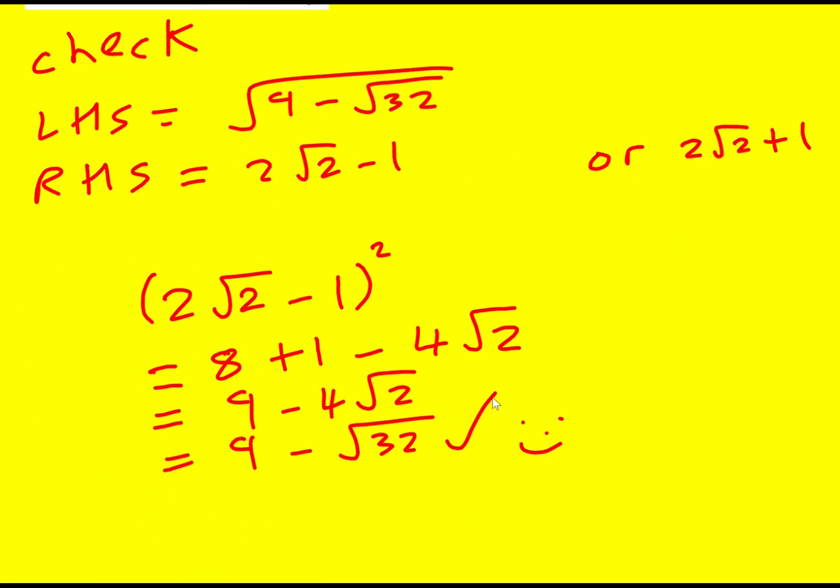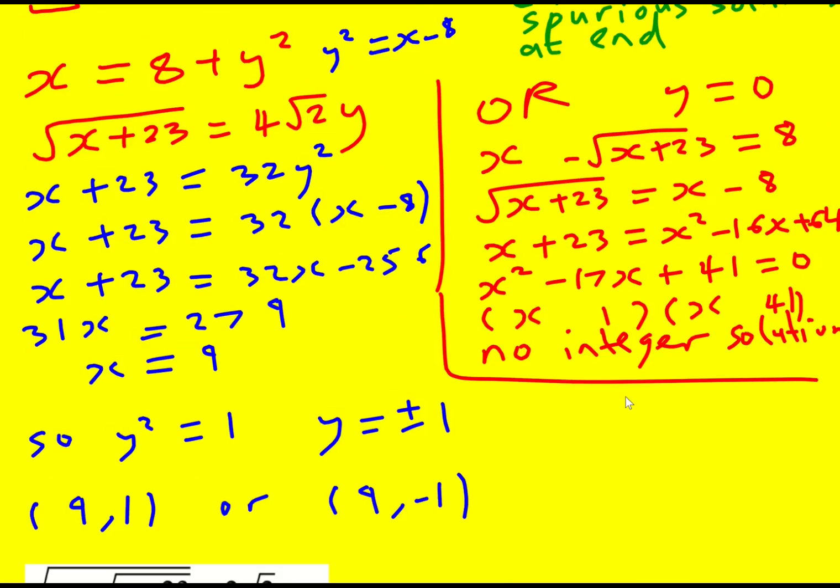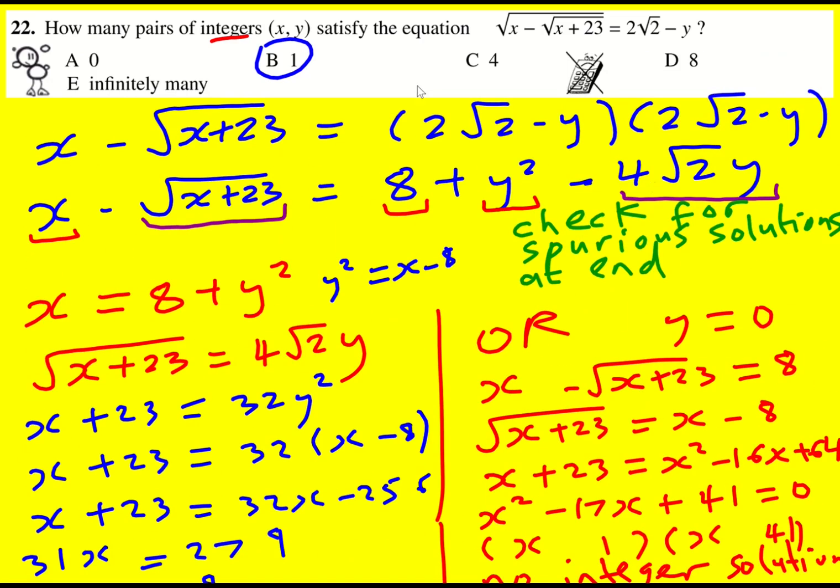x equals 9, y equals 1. If you checked this one, you would very quickly see that you don't get 9 minus root 32. For a start, you're not going to have a minus in there, are you? There's no possible way because both of these are positive. So I'm not going to check that one, but you can if you like. Okay, I think this is a challenging question. I hope that you're happy with it.